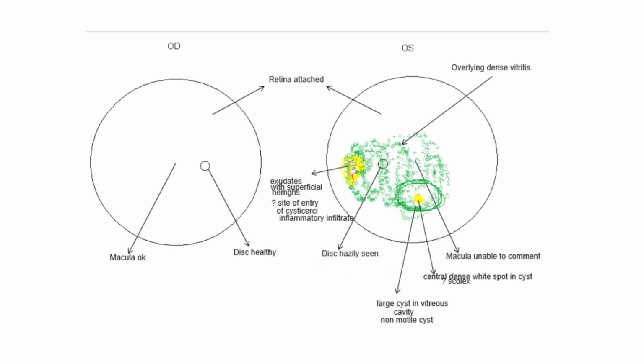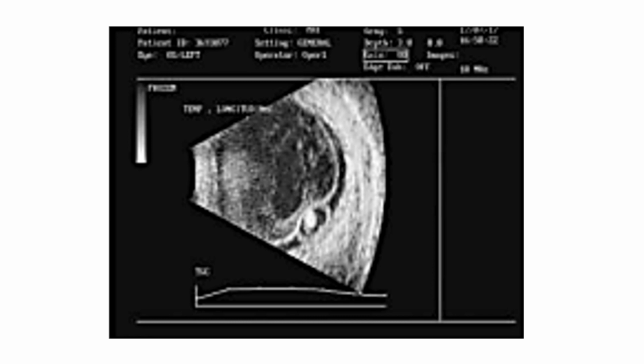On fundus examination, the right eye was normal. The left eye was showing dense vitritis. Along with that, there was a cystic lesion noted inferiorly in the retina, subretinally, with a suspicion of a spot inside the cystic cavity. So the diagnosis with suspicion of cysticercosis was made, and the ultrasound was advised.